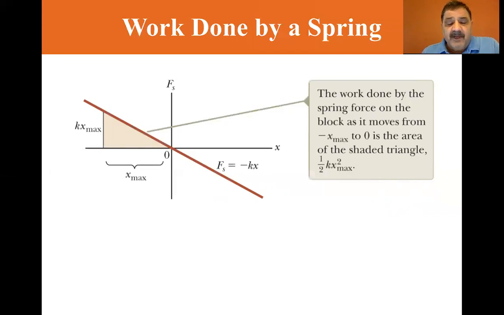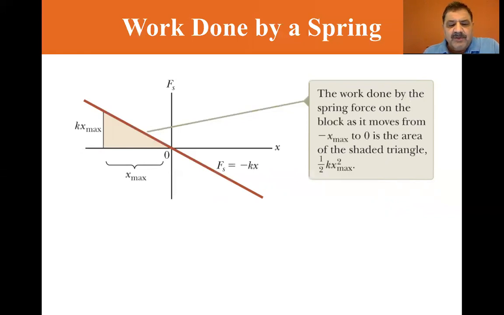The work is the area of the shaded triangle corresponding to the displacement from minus x max to 0. The triangle has a base of x max and a height of k x max. Its area is 1/2 k x max squared.